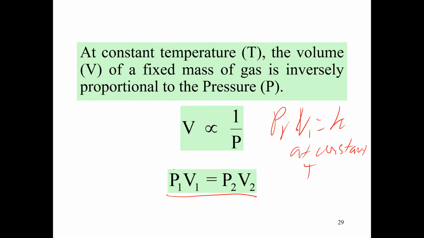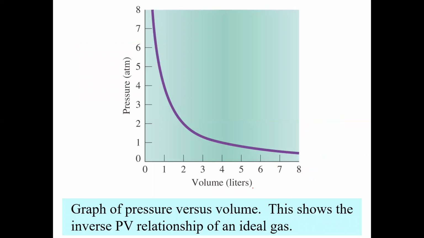So if you increase this from here to here, the other value will go down. The volume will go down as you increase P1 to P2. And this essentially shows the inverse relationship of the ideal gas. And that's what Dr. Boyle determined when he did experiments.